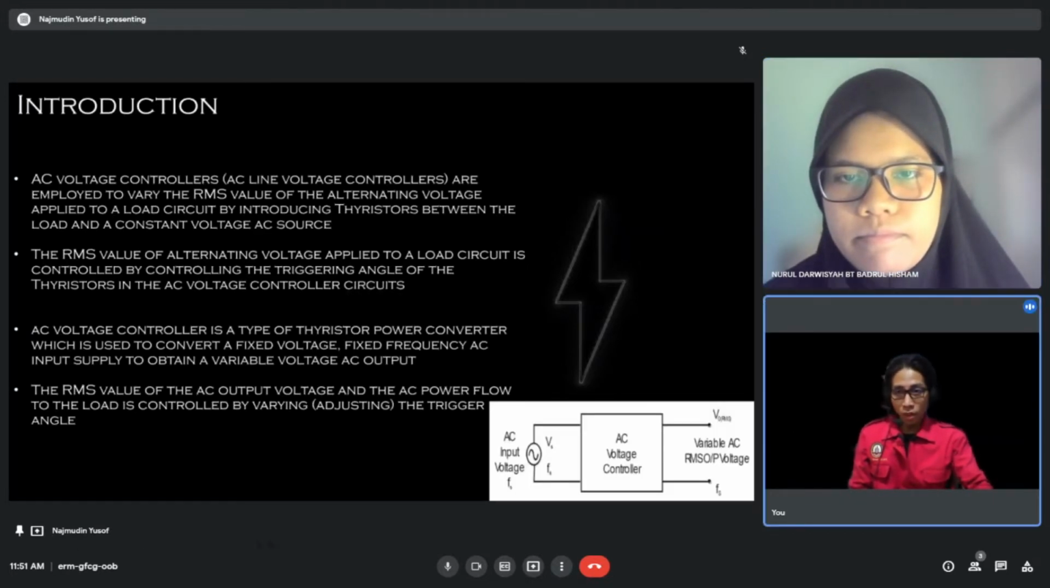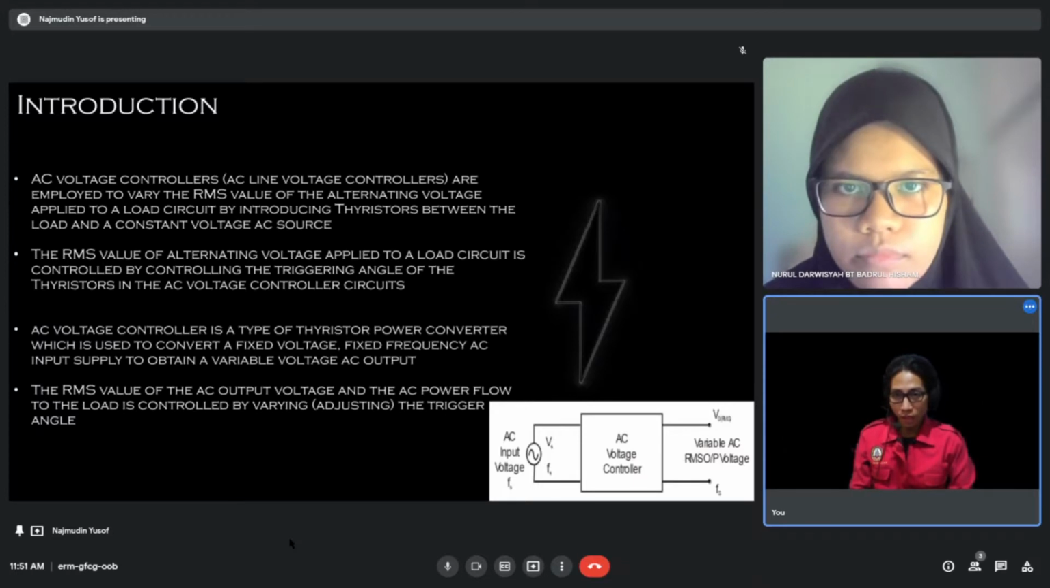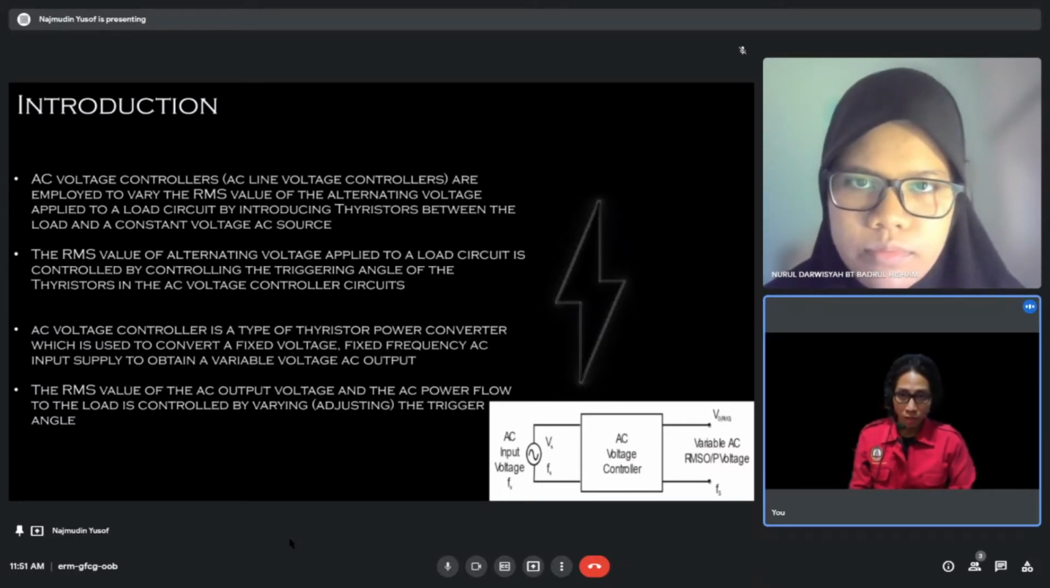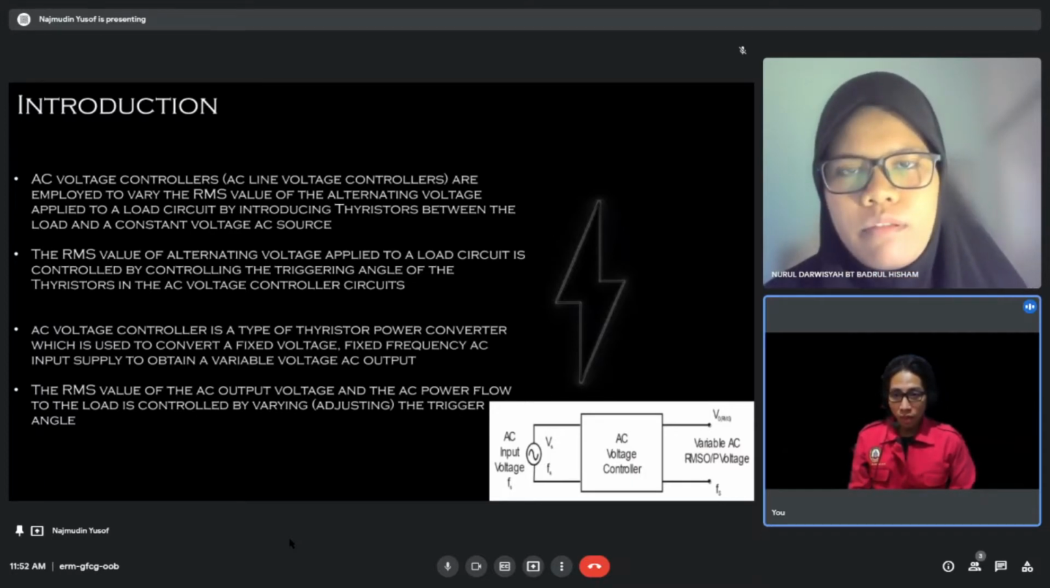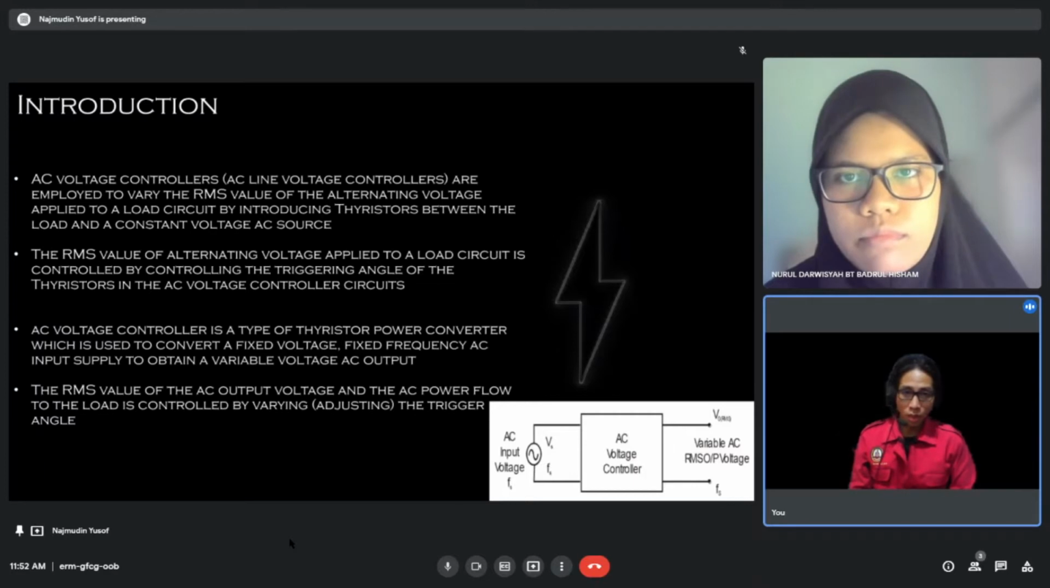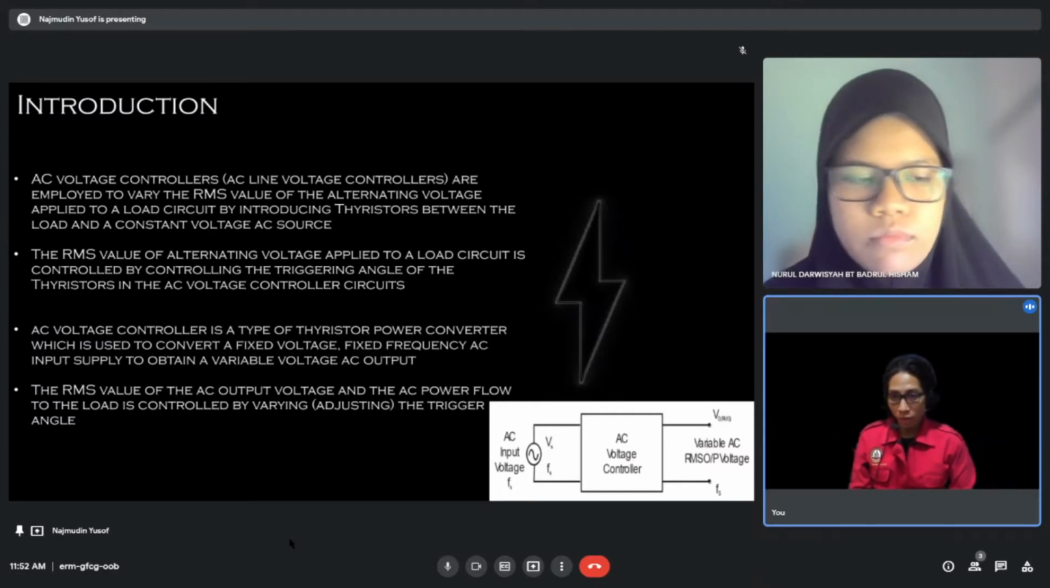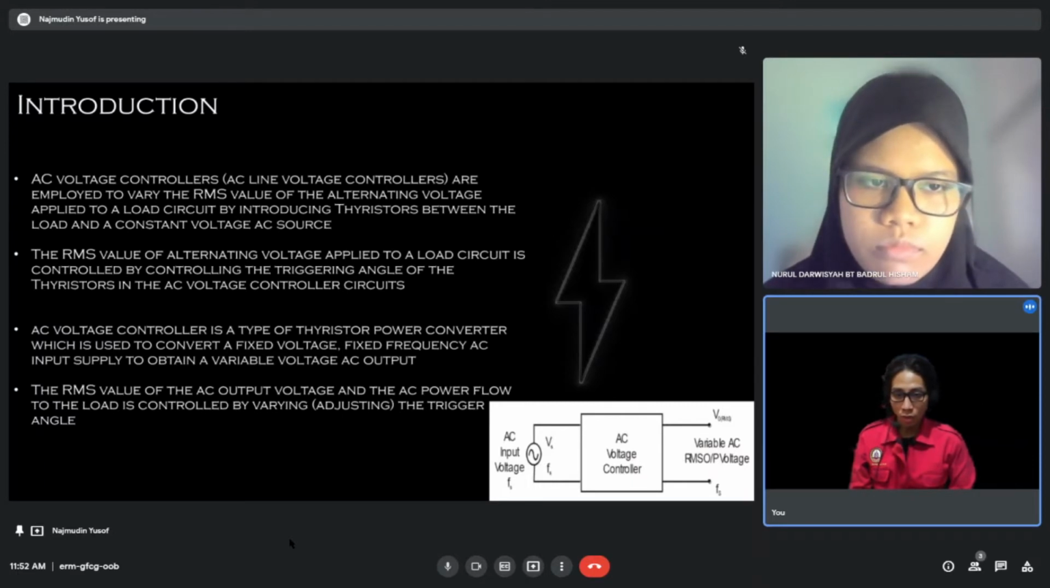Okay, for introduction, AC voltage controllers. AC line voltage controllers are employed to vary the RMS value of the alternating voltage applied to a load circuit by introducing transistors between the load and the constant voltage AC source. The RMS value of alternating voltage applied to a load circuit is controlled by controlling the triggering angle of the transistor in the AC voltage controller circuits.